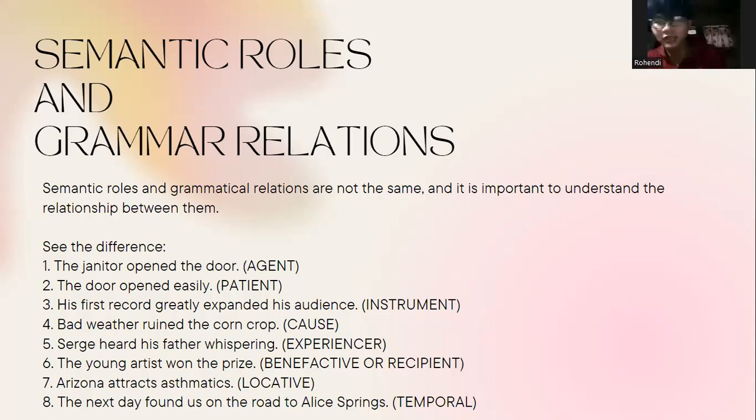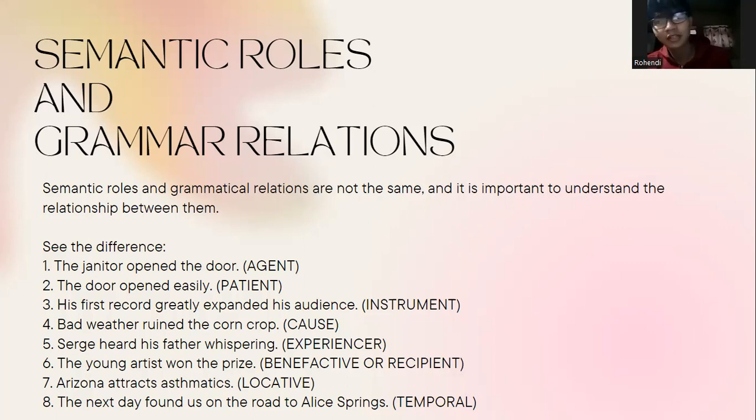there is an agent, patient, instrument, cause, experiencer, recipient, locative, and temporal. For the first one, we have "the janitor opened the door." The janitor here becomes the agent. The janitor itu menjadi agen si pembuka. Lalu ada "the door opened easily." The door-nya yang menjadi patient-nya.